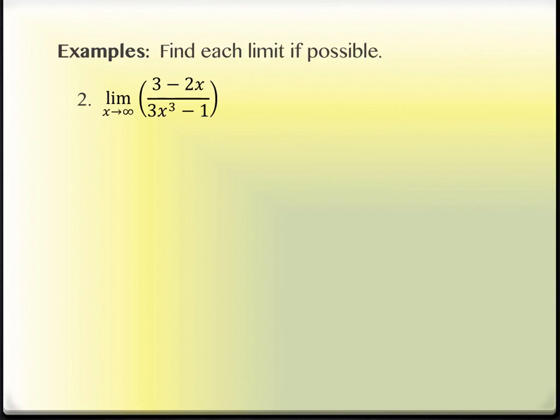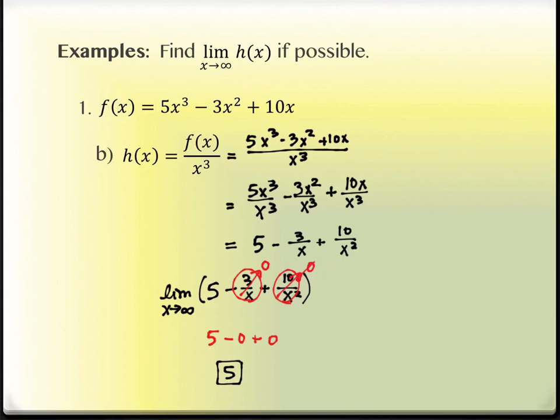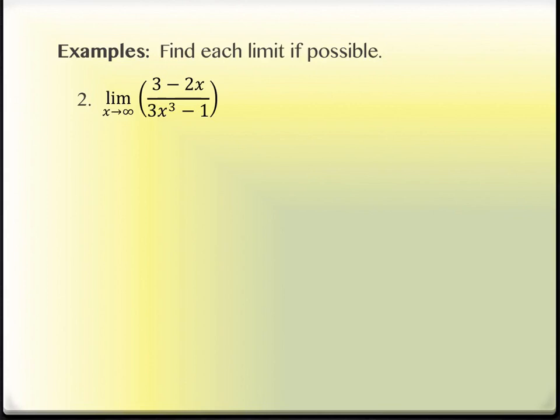I can't just split it up. I could put them over 3x cubed minus 1, but they're never going to look like these pieces that are over a single term. So the approach that we take looks a little bit different. What we're going to look for is the largest exponent on x, which would be an x to the 3rd. And we're going to multiply the numerator and the denominator by 1 over x cubed. Whatever the largest exponent was, you're going to use that one.